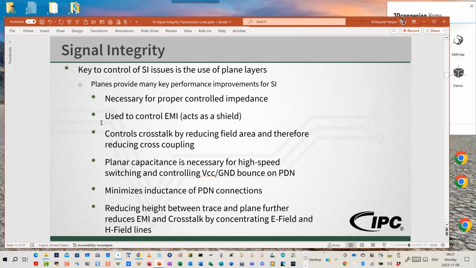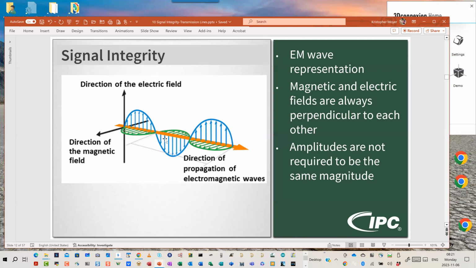And reducing the height between the trace and a plane further reduces EMI and crosstalk by concentrating E field and H field lines, similar to what I talk about here in bullet 3. As a refresher, electromagnetic waves.